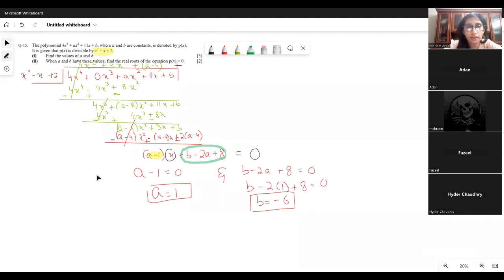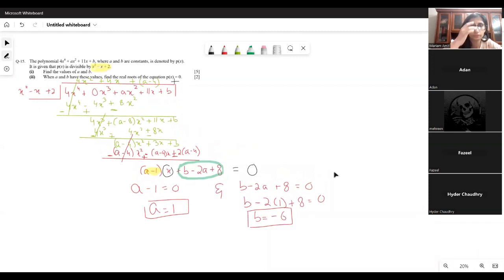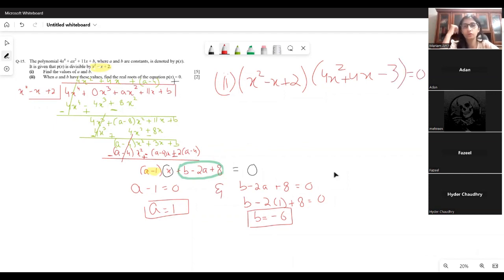When a and b have these values, find the real roots of the equation p(x) is equals to 0. So you already have p(x) in factorized form. We have (x square minus x plus 2)(4x square plus 4x, and a minus 4 would be 1 minus 4, which is minus 3) equals to 0. So most probably one of these is not real. That's why it says find the real roots of the equation.